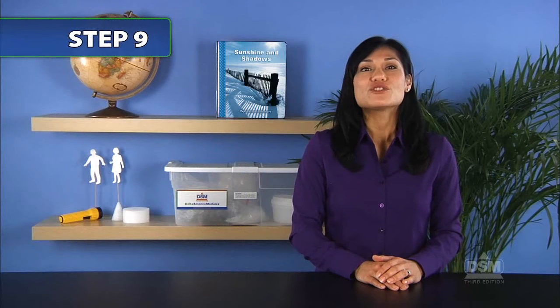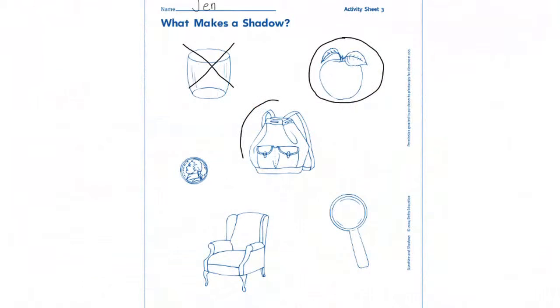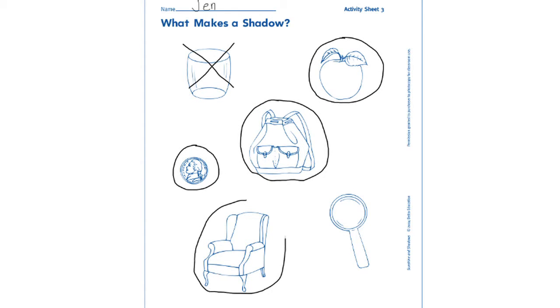Finally, give each student a copy of Activity Sheet 3 and instruct students to circle objects that they think will create a dark shadow. Have them put an X on objects that they think will make a faint shadow or no shadow at all. Then review their answers with them. Challenge the students to identify which objects let light pass through them and which do not.